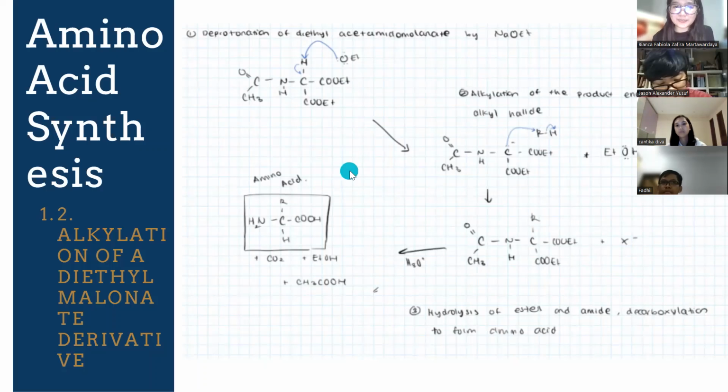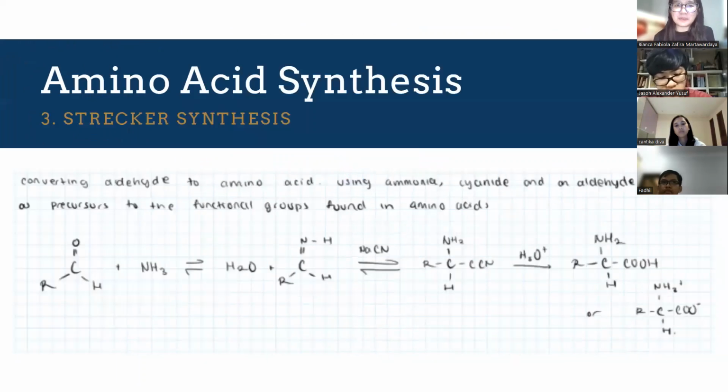Next slide, please. And last is what we call the Strecker synthesis, which primarily uses ammonia, cyanide, and an aldehyde as precursors to the functional groups of amino acids. Here we have the following equilibria involved. First the aldehyde reacts with NH3, and then it reacts with the cyanide, sodium cyanide, and then with an acid to finally give our amino acids in either L or D form. Okay, next slide, please.